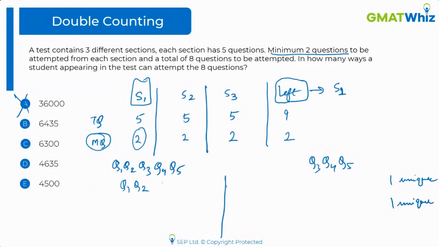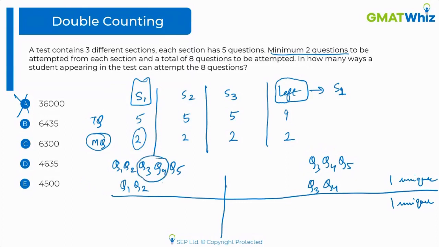When I'm selecting 2 questions from the leftover quota, there is a chance that Q3 and Q4 both can come in that. So this is one unique selection according to the case, right? Because first I'm selecting 2 questions from the quota of 5, and then I'm selecting 2 questions from the quota of 9. However, imagine a scenario that in the first selection you ended up selecting Q3 and Q4. In that case, in the leftover quota, you will have Q1 and Q2. You won't have Q3 and Q4. You will have Q1 and Q2 and Q5.